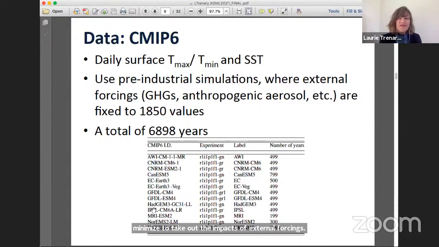These are things like greenhouse gas, anthropogenic aerosols, ozone. And so the values are fixed to 1850. And we're going to concatenate the output from the 13 models that are listed in this table. So we'll have 6,898 years of data to train our model. And then this model will then be used to predict observations.